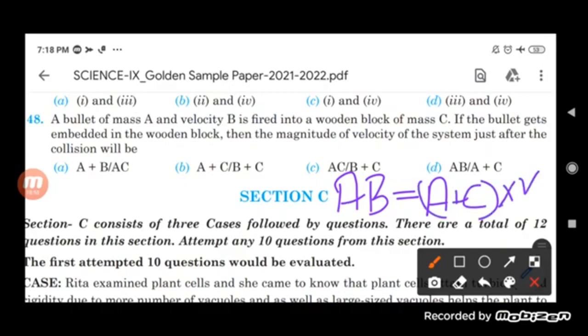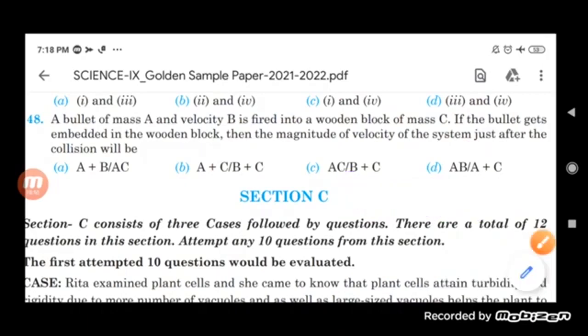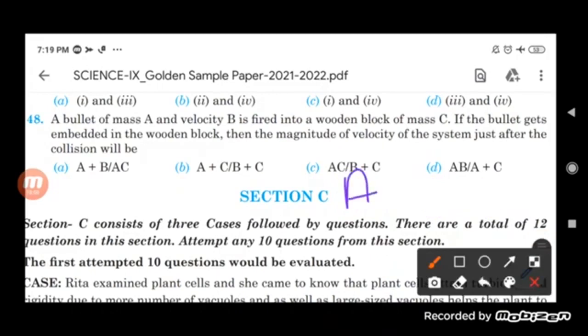Now the answer will be AB upon A plus C is equal to V. So according to that, you will see that it is D1 which is the correct option. So this kind of question can be asked in the exam, and instead of the alphabets used here, other quantities or numbers will be there, and you will use the same method in order to solve the question.